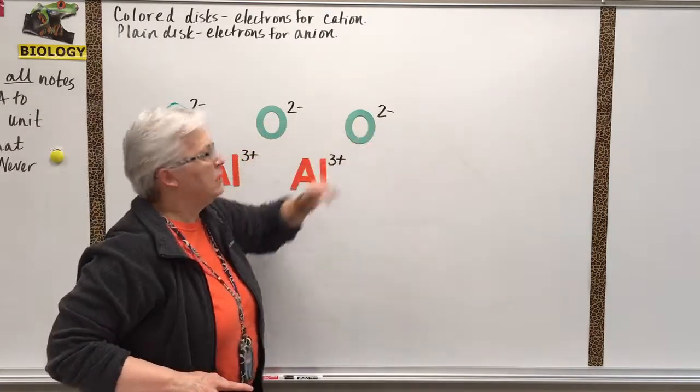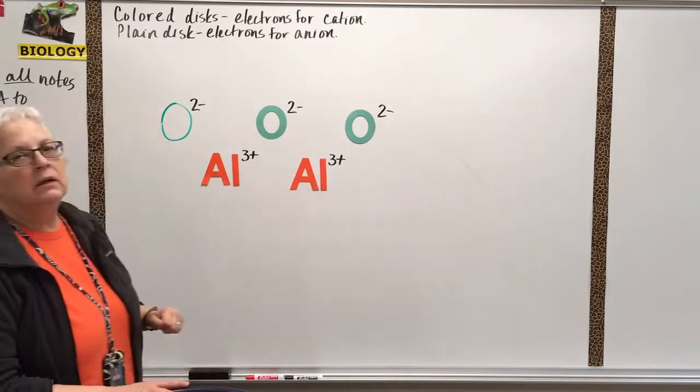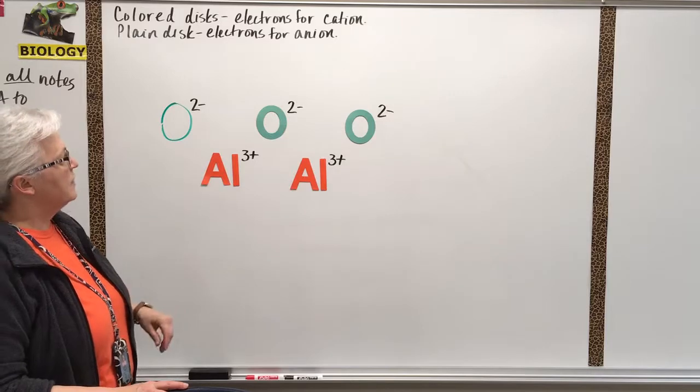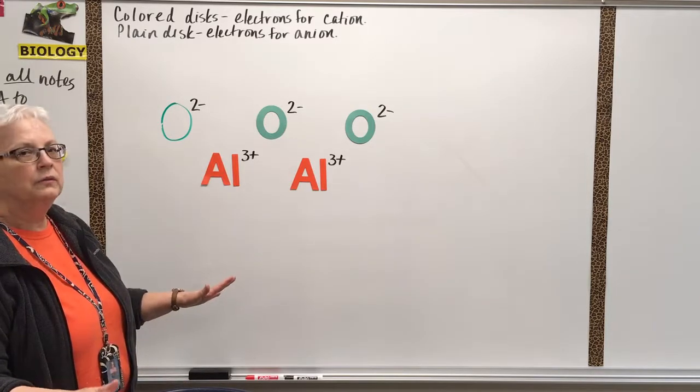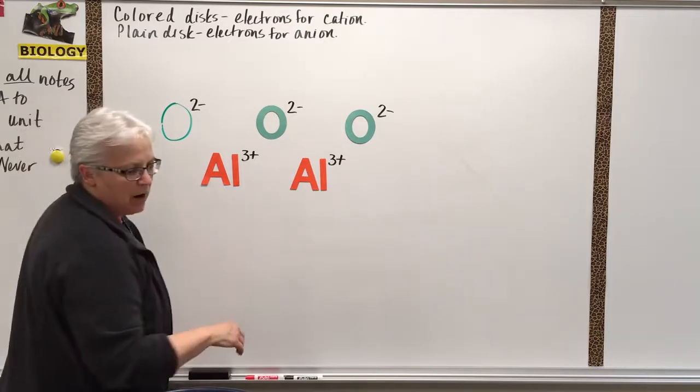-2, -2, -2 is -6. +3, +3, +6. -6, +6, 0. If you get to 0, you've done it correctly. If not, figure out your mistake.